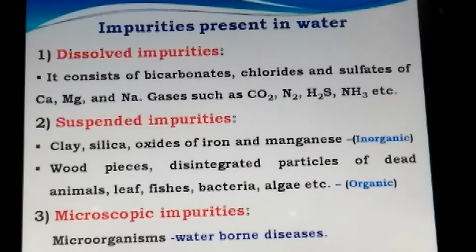Impurities present in the water sample have been classified into three categories: dissolved impurities, for example, bicarbonates, chlorides, sulfates of calcium, magnesium, sodium, and dissolved gases such as carbon dioxide, nitrogen, hydrogen sulfide, ammonia, etc. Suspended impurities. There are two types: inorganic suspended impurities and organic suspended impurities. Examples of inorganic impurities: clay, silica, oxides of iron, manganese, etc. And organic suspended impurities like wood pieces, particles of dead animals, leaves, fishes, bacteria, algae, etc.